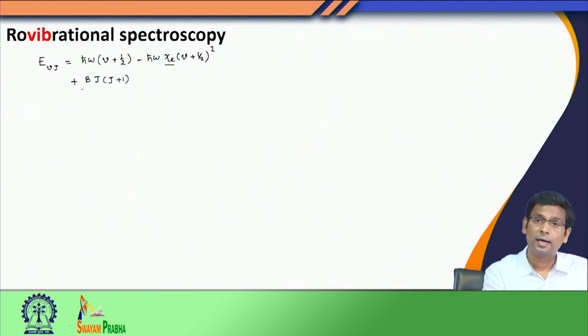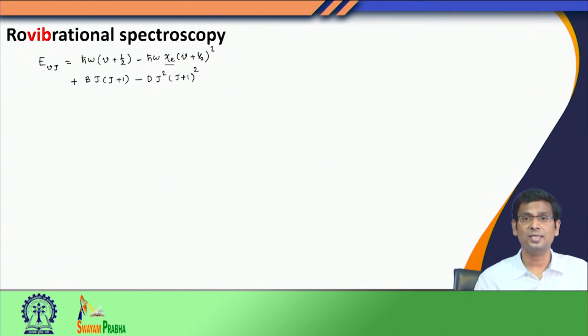Now, in addition to this rotational energy, we also discussed that when the molecule starts rotating faster, it undergoes a centrifugal distortion, and that also can change the rotational energy level. To take that into account, we had this centrifugal distortion correction. So, now this is the energy level of a rovibrational state with anharmonic correction as well as centrifugal distortion correction.